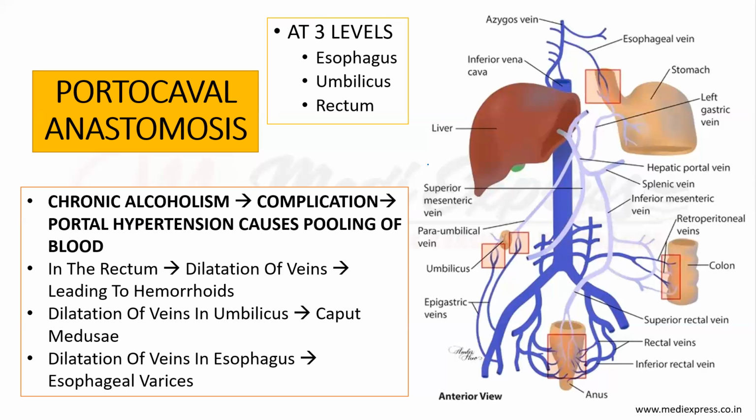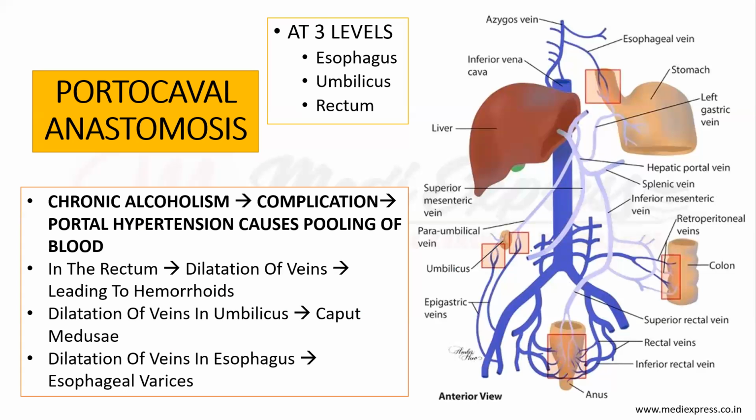Now remember, if a patient comes up with a history of chronic alcoholism, basically what will happen is the patient will come up with portal hypertension. And when there is portal hypertension, that will cause pooling of the blood. The pooling of the blood means blood will get pooled up in one particular place. Now, if in the rectum the blood gets pooled up, that means dilatation of the veins will happen over there, and that will lead to nothing but hemorrhoids.